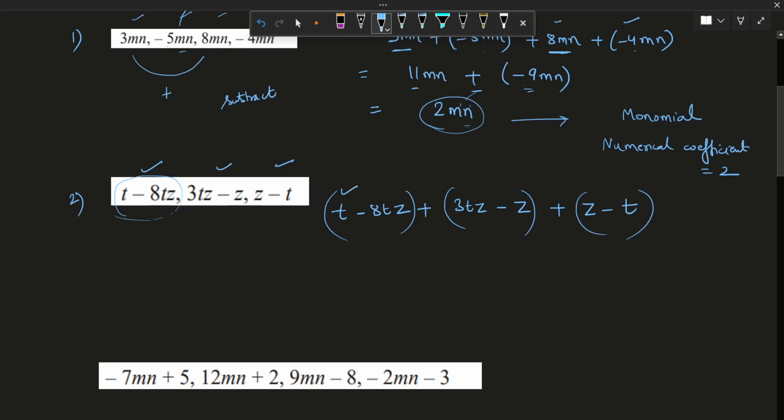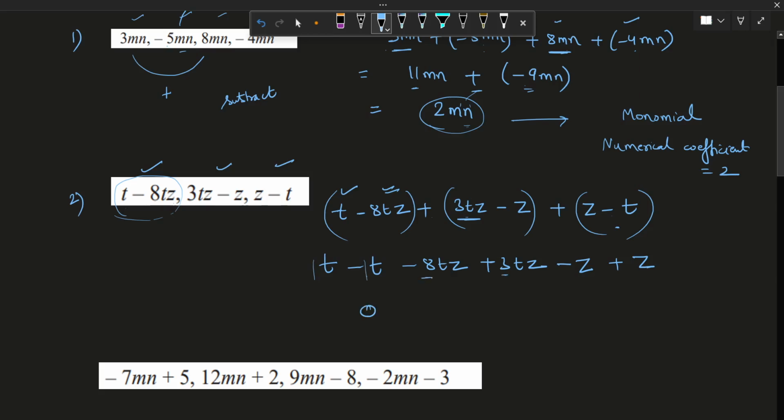You have one t. You have one more t, but that t has a negative sign, so take that negative sign with it. Then next is minus 8tz. You have another term with this, that is plus 3tz because it has a plus sign with it. Then the next terms are minus z plus z. Now, what is t minus t? Basically, it is 1 minus 1, which is 0, so that becomes 0.